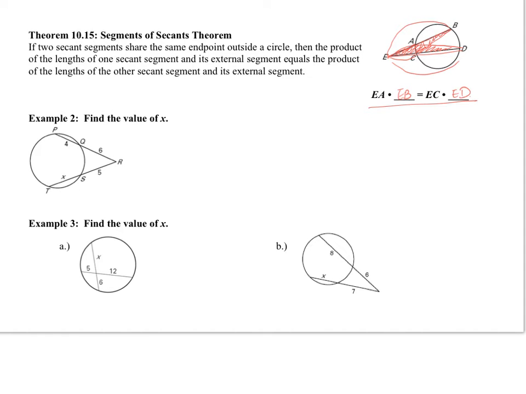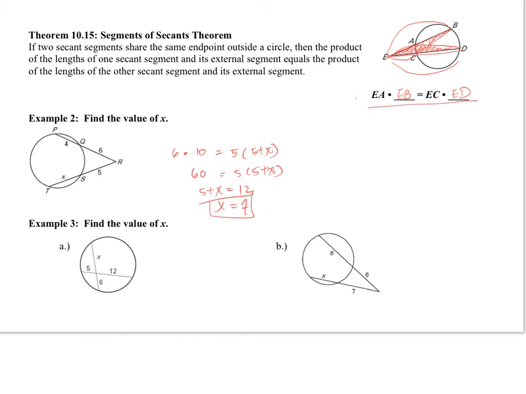So example 2, find the value of x. Now I can use the formula: 6, the external segment, times 6 plus 4, which is 10, equals 5 times 5 plus x. So this would be 60. And 5 plus x would equal 12. X would just equal 7.